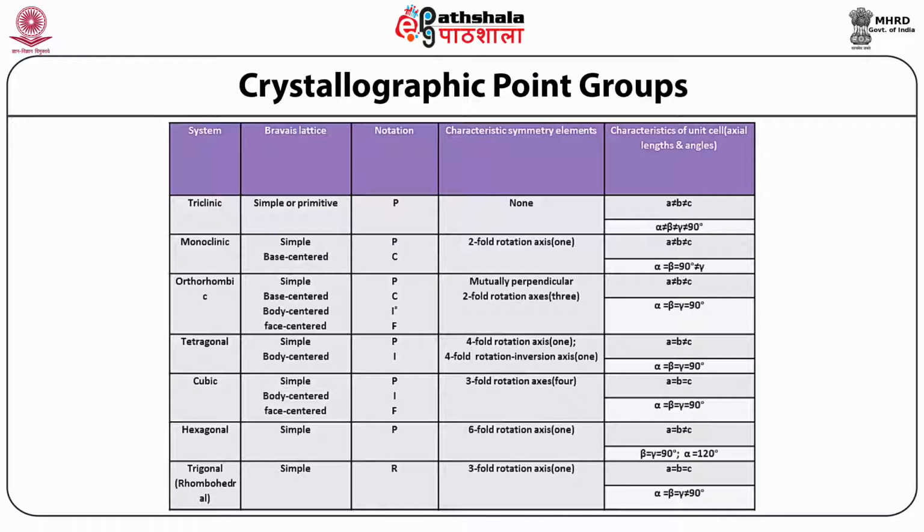The seventh crystal system is trigonal, also called rhombohedral. Bravais lattice is simple, notation is R. Characteristic symmetry elements are threefold rotation axis 1. Its characteristics of unit cell are A is equal to B is equal to C, alpha is equal to beta is equal to gamma is not equal to 90 degrees.